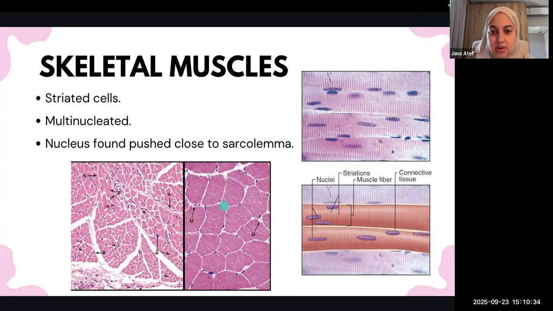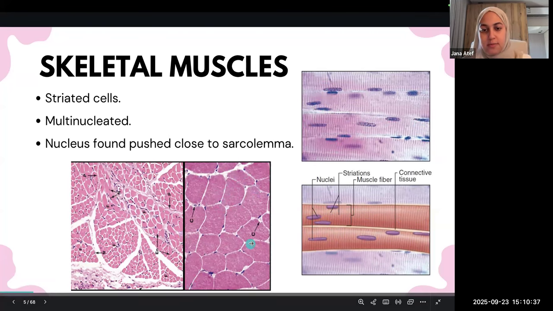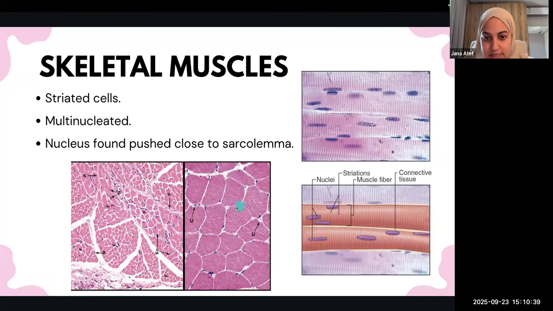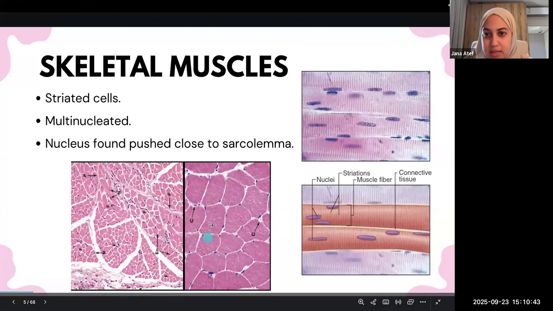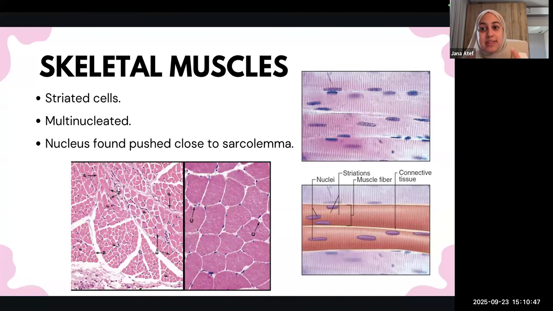But it's basically when you see a cross section, this is a cross section of a skeletal muscle. You see these dots. These are the nuclei. They're all pushed to the periphery. There's nothing in the middle. Okay. This is the opposite for cardiac muscle, which we're going to talk about. Those have their nuclei in the middle. But the skeletal muscles have the nucleus close to the periphery.